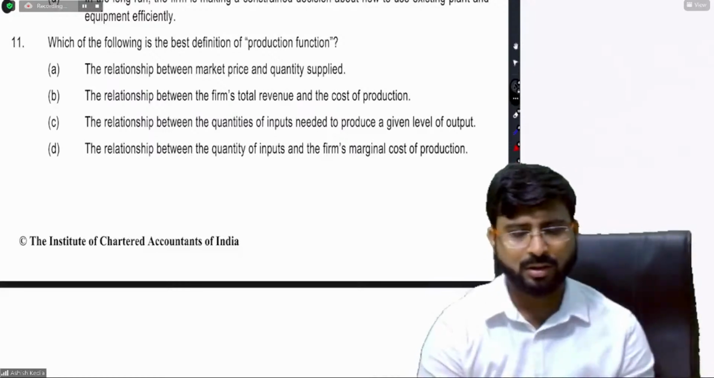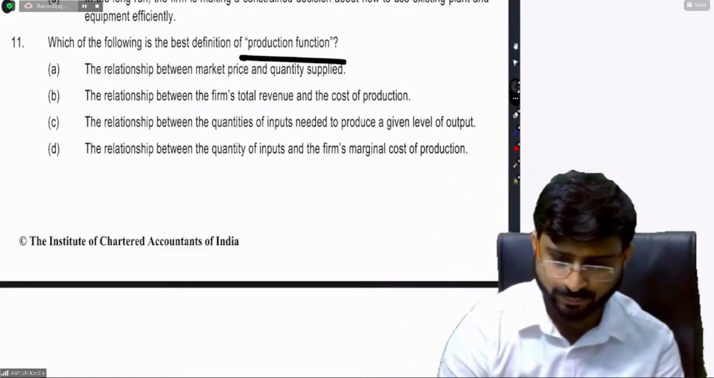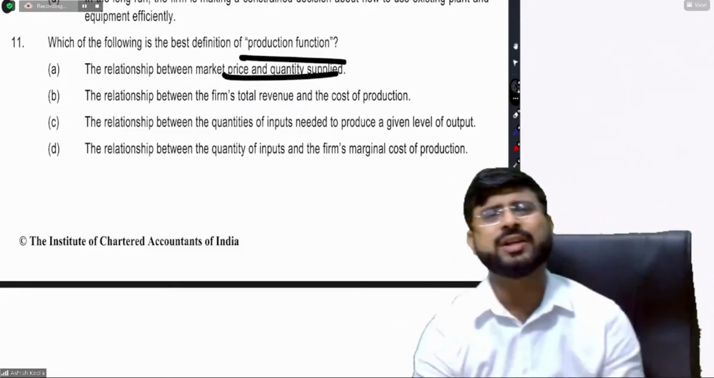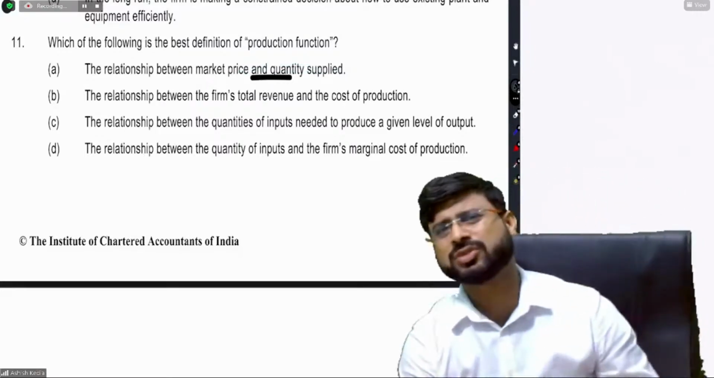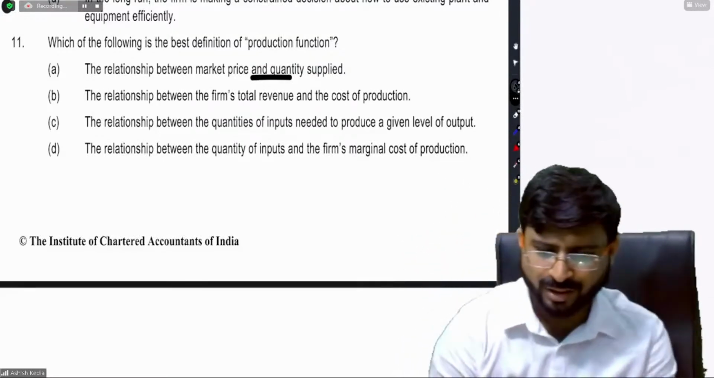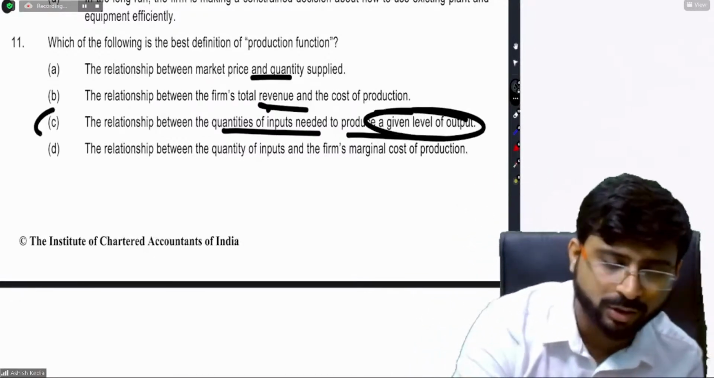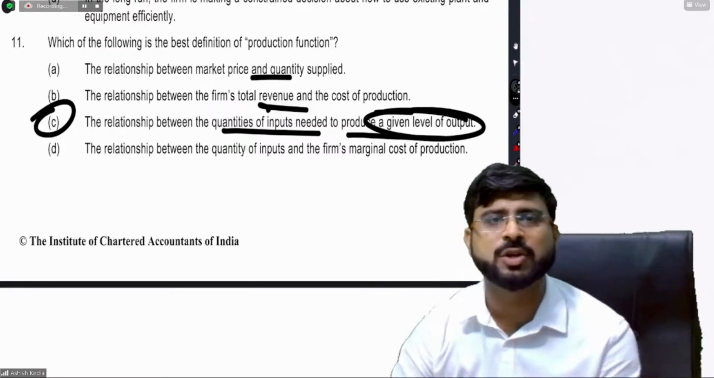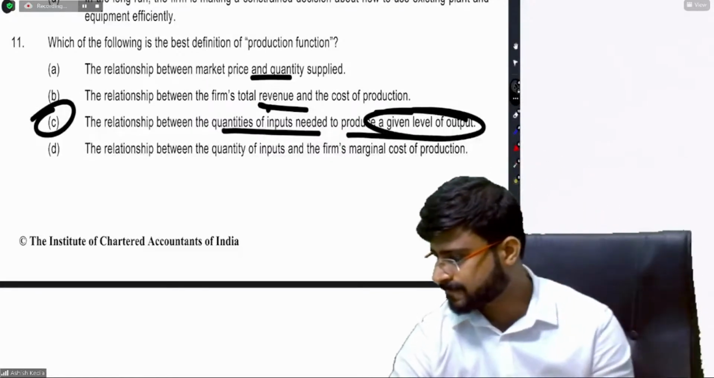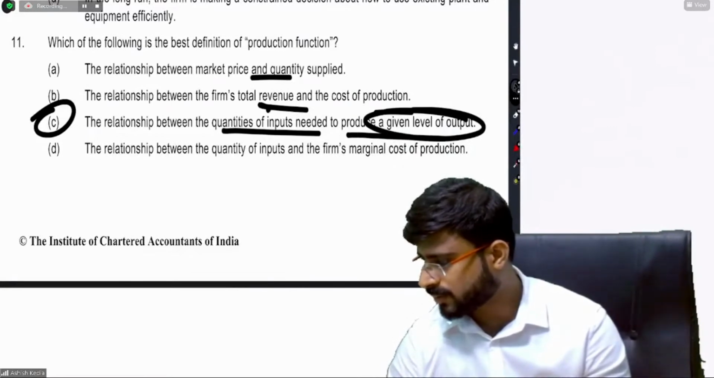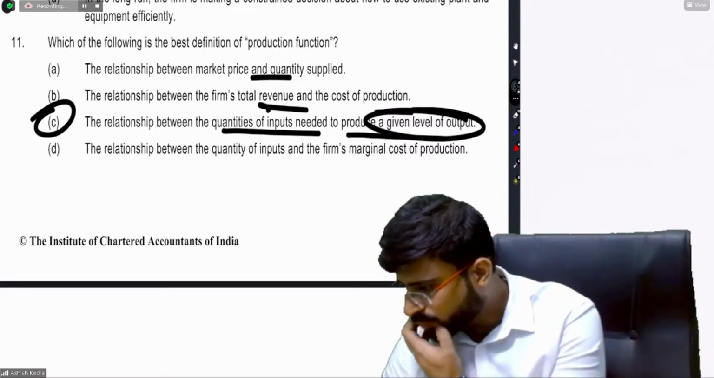Let's go to number 11. Which one of the following is the best definition of production function? Let's see what is the best definition. Relation between market price and quantity supplied. No, that is supply. Law of supply may be there. Relation between revenue and cost. No. Relation between quantities of input needed to produce output. Very good. Correct. Because it is the relation between input and output after all, friends. Yes or no? Let's move on to the next one.